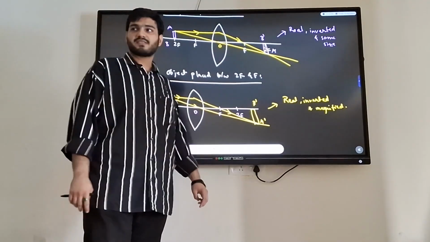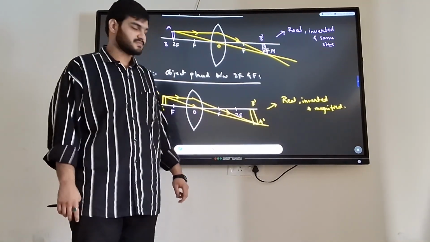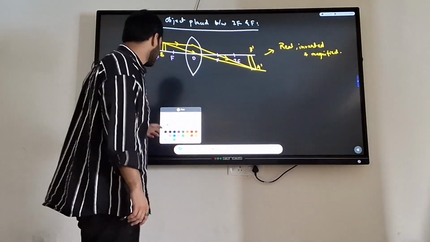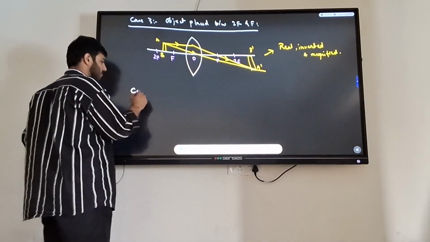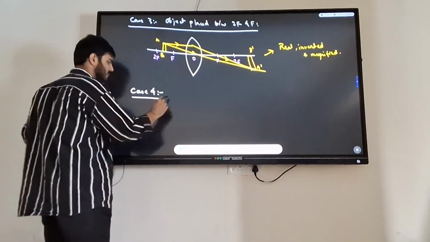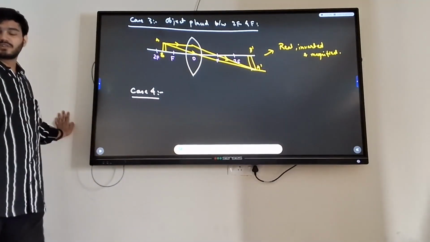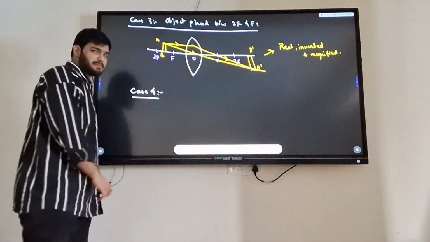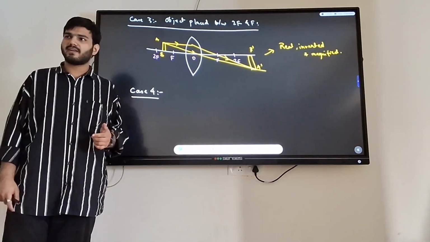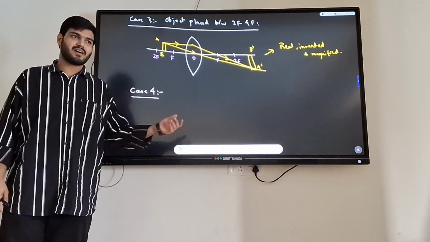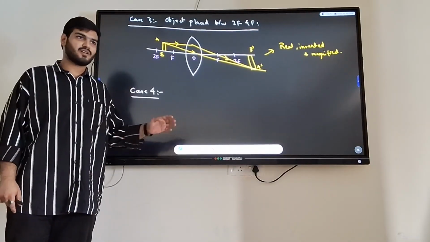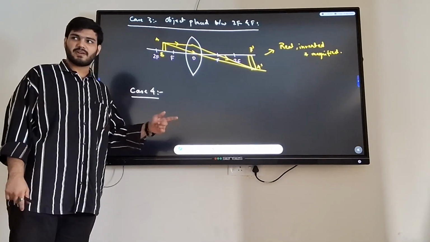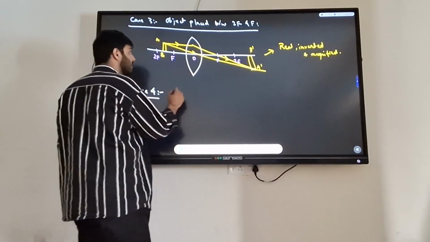Can I start with case number 4 now? Where should I place my object now? At F. If I place my object at F, where should I hope to find it? Infinity. Do I have to take that place? No. It's all okay now? Then I am placing my object now between F and O. And what will I get?